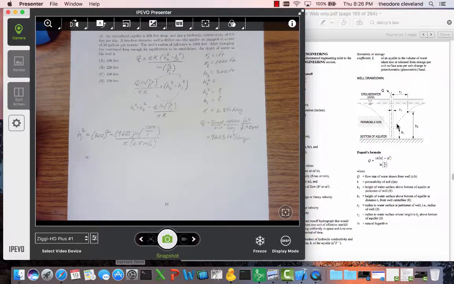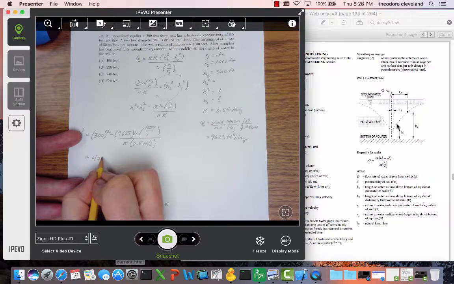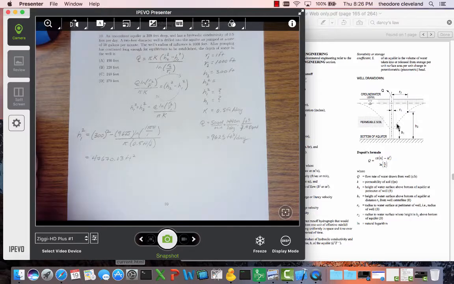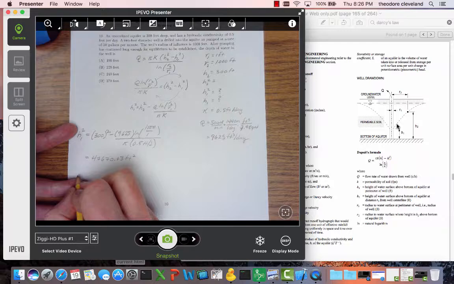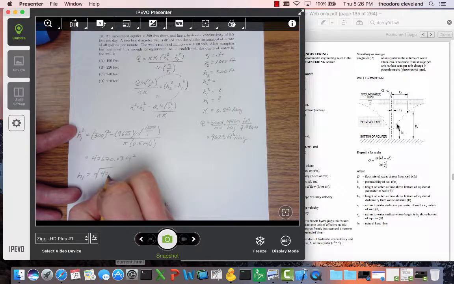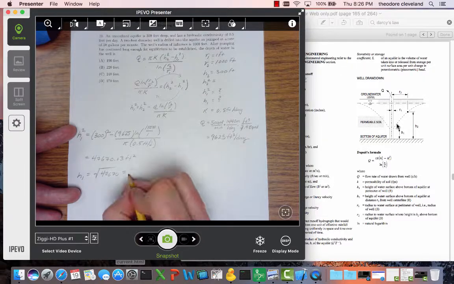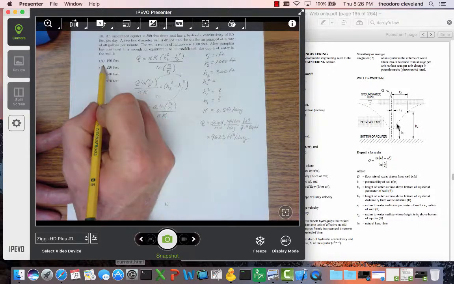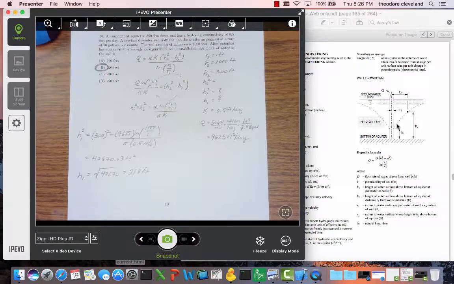And then we're going to take 300, square it, for an answer of 47,670.03 feet squared, and we take the square root of that. So H1 is equal to the square root of 47670, which is 218 feet. Closest answer here is B, 220.